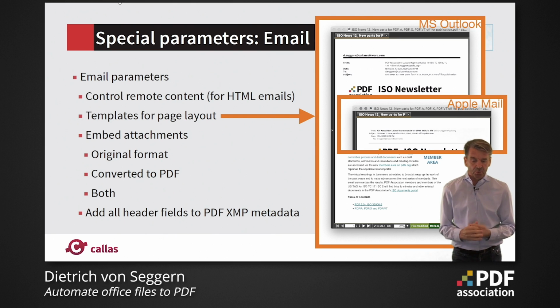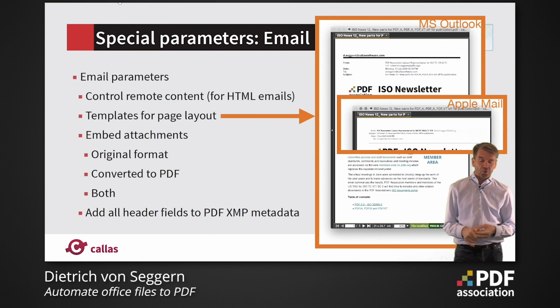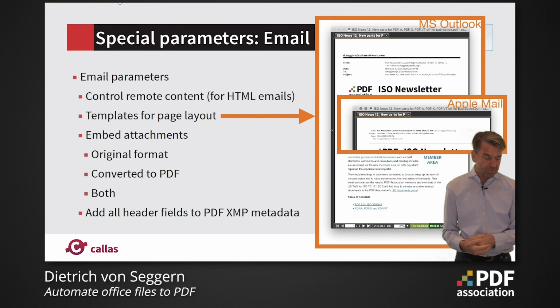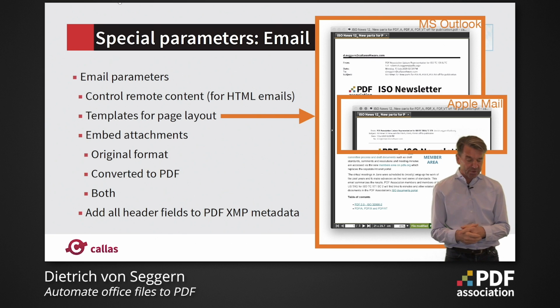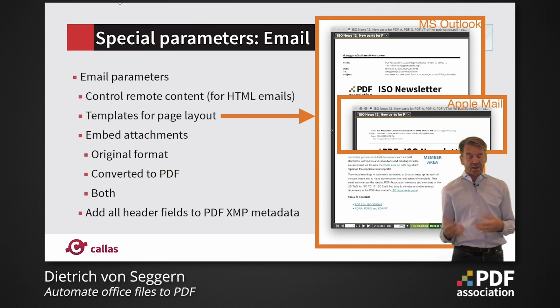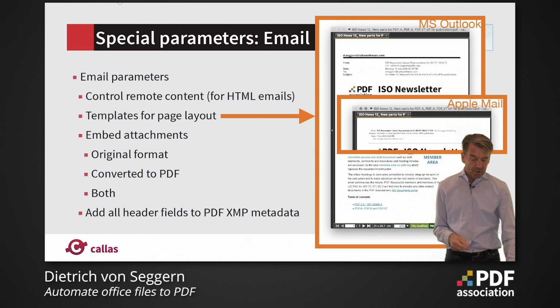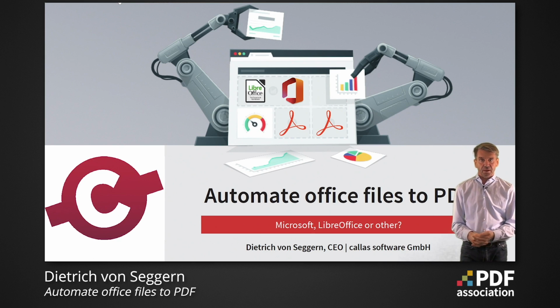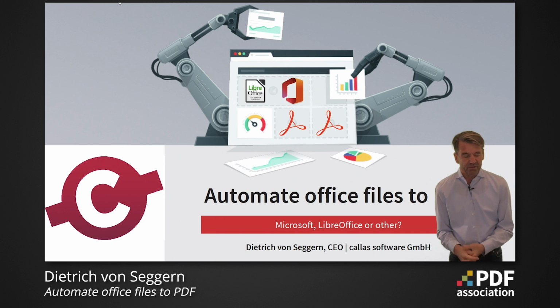And for email, it allows you to control whether remote content is taken into account. It allows you to use templates. Here we have one from Microsoft Office, Outlook, and Apple Mail. It allows you to deal with the way attachments are handled, whether they are embedded in original format or converted, and all header fields are put into the PDF header information, the PDF metadata.